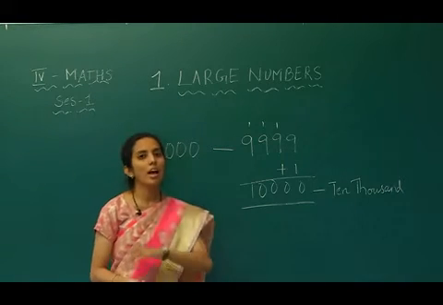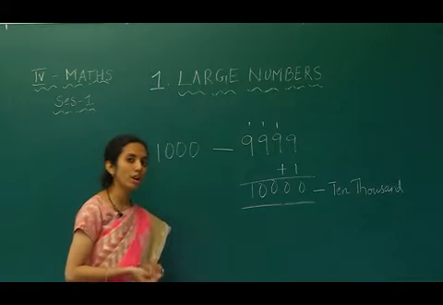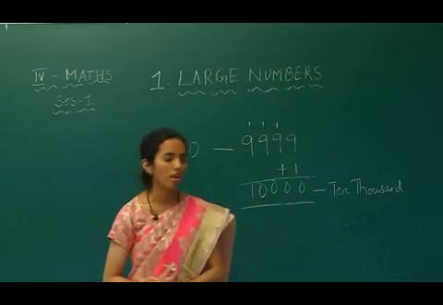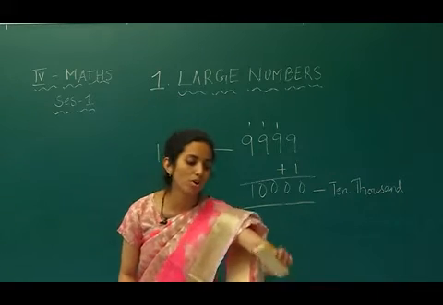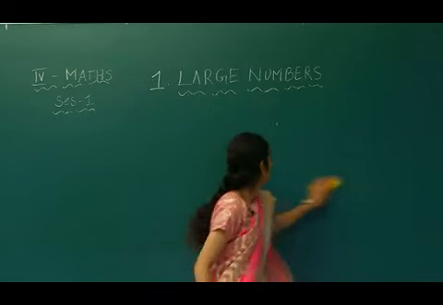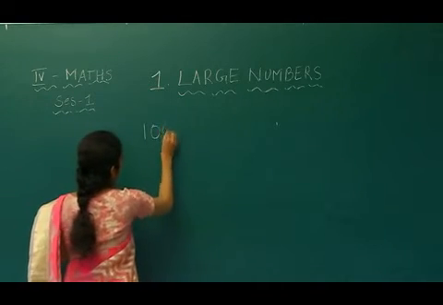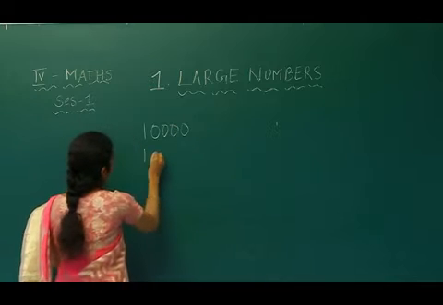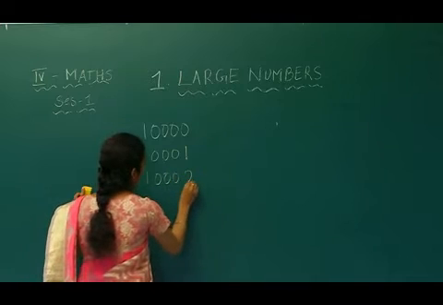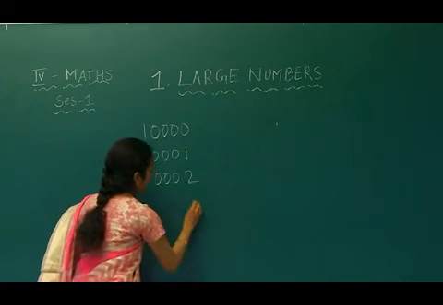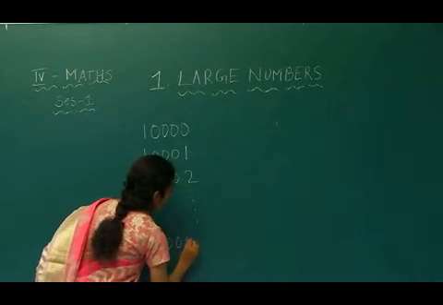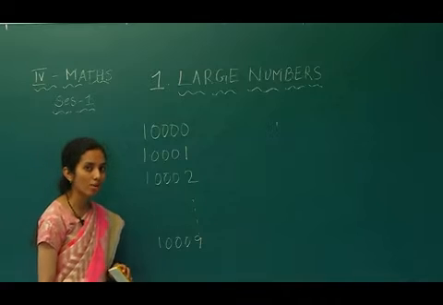So after 10,000, how do we write the numbers? In the same manner as we did for thousands. How do we write the 1000 numbers? 1001, 1002, 1003 and so on. In the same manner, you write 10,000, 10,001, 10,002 and so on until 10,009.